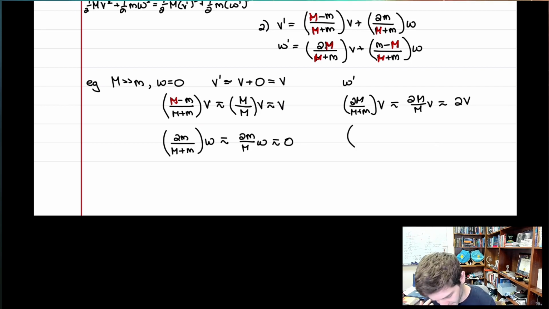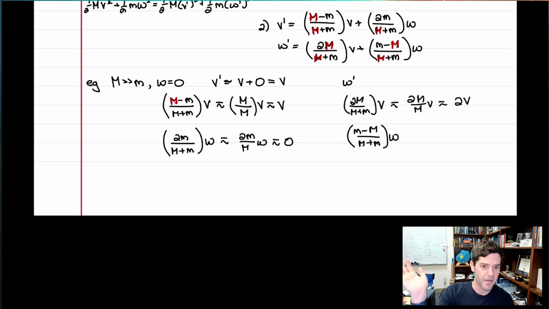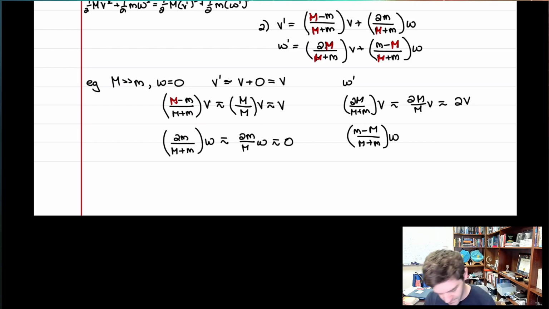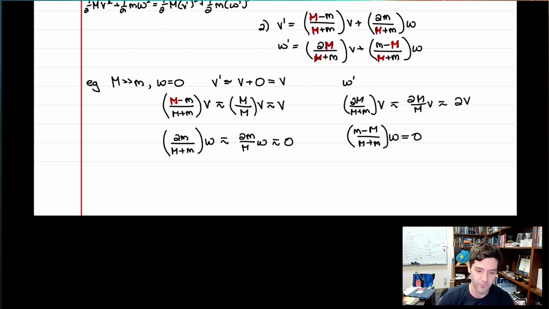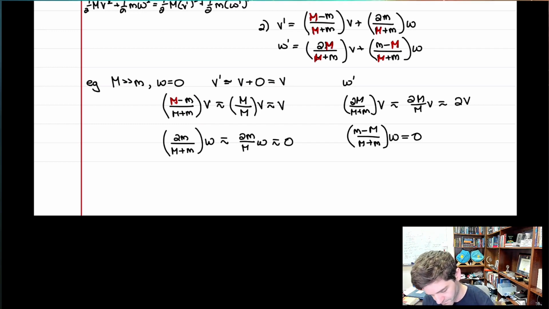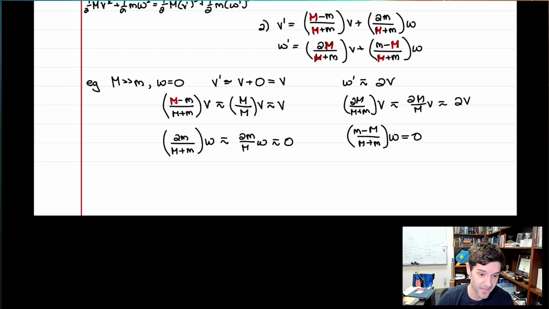And then the next term looks like it's m minus little m, big M, m plus little m times omega. Oh, but we said omega was 0, right? We said the initial velocity of the marble was 0, so this is just 0 anyway, regardless of what big M and little m are. So then it looks like the velocity of the marble just becomes 2 times the velocity of the bowling ball. So yes, the bowling ball smacks into the marble, it goes flying ahead at twice the velocity of the bowling ball, and the bowling ball is more or less relatively unchanged as a result in these approximations.